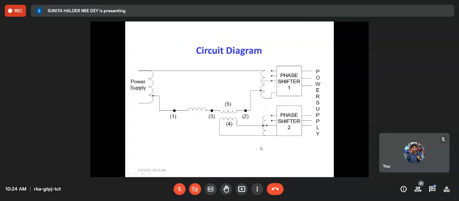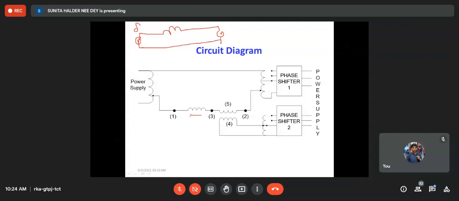Now this is the circuit diagram. If you can remember your power transfer experiment, there was a transmission line, and the transmission line was represented by an inductor. We have learned the study of power transfer through it. There was a voltmeter at the sending end as well as the receiving end, and we can control the phase angle delta through it and study the power transfer.